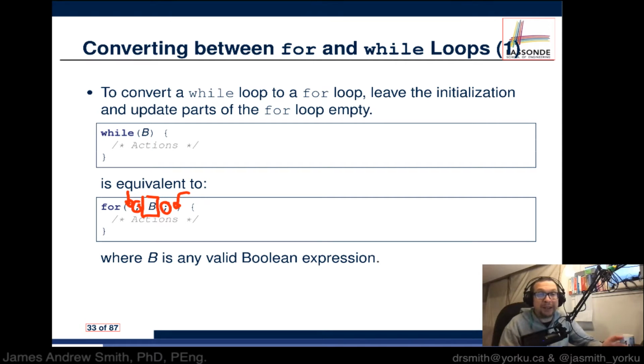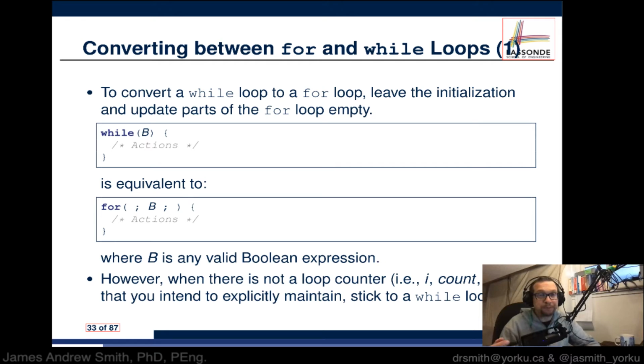But if you leave them blank, then all that's going to happen is you're going to have this test condition, which is basically a question that gets asked every time you recycle and come back up to the top of the loop. So B is any valid Boolean expression. By Boolean expressions, we're talking about things like A less than C or greater than C, or Z not equal to 0, for instance. Those sort of expressions, okay?